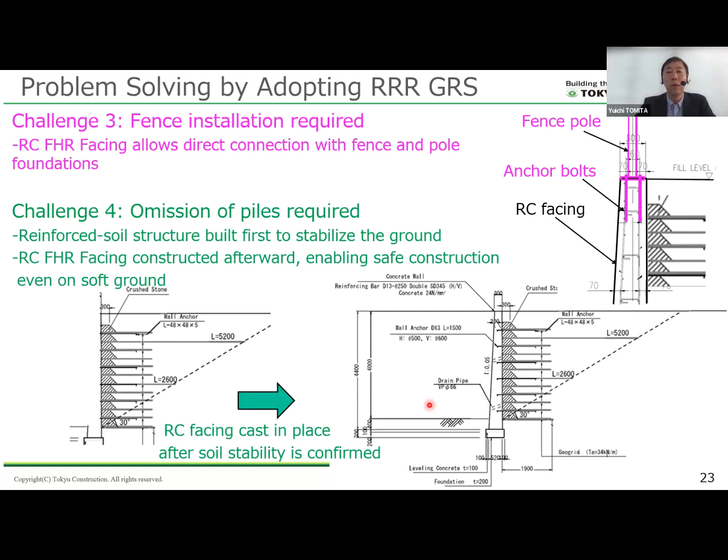Finally, challenge 4, omission of piles. With 3RGRS, the reinforced soil structure is built first, and once ground stability is confirmed, the RC full height rigid facing is constructed. This approach solves the construction difficulties on soft ground without using piles. Based on these advantages, the 3RGRS structure was considered an effective solution for all major challenges of the project.